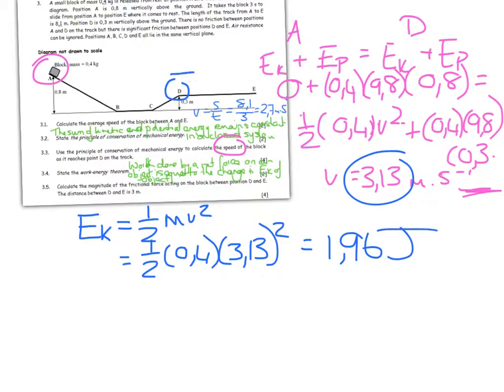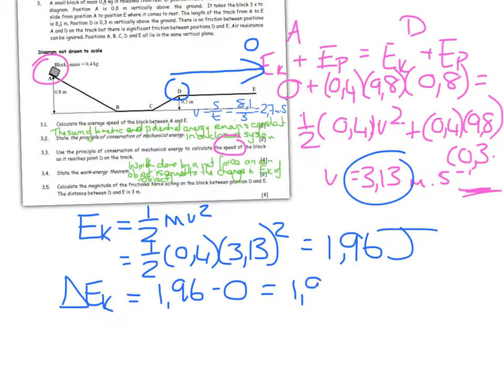All of that energy is going to be lost by the time I get there, because the change in kinetic energy, if you think about it, this object is stationary over there, is going to be equal to 1,96 minus 0, which is going to be equal to 1,96 joules of work that is done. And work that is done, it's on your information sheet, is force times distance.